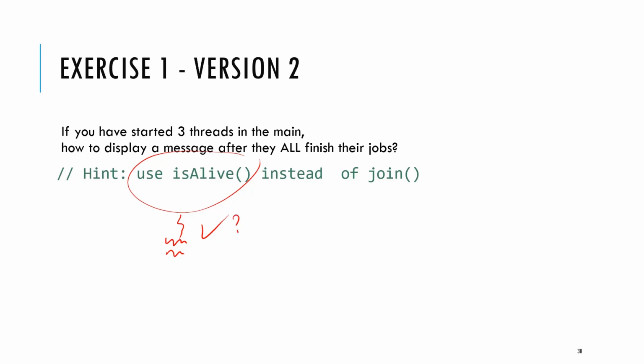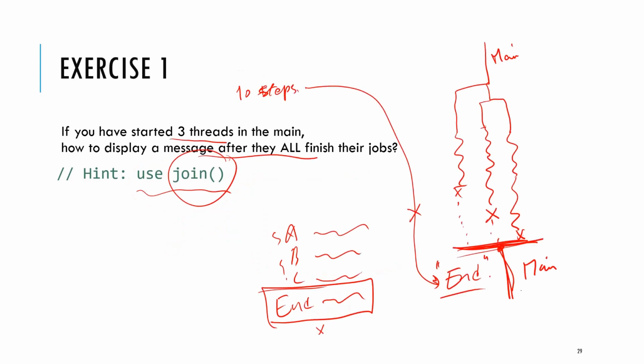So check which operator to use. Do you use an or, do you use an and? Because as long as any of them is still alive, you should wait, okay? So try to think about the right operator to use. So tune your logic first and make sure that the end is really displayed at the end after all of them finish their work, and then actually compare with the first approach here, okay?